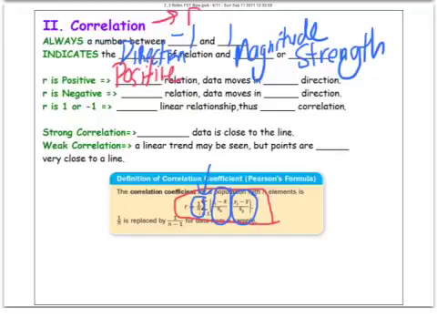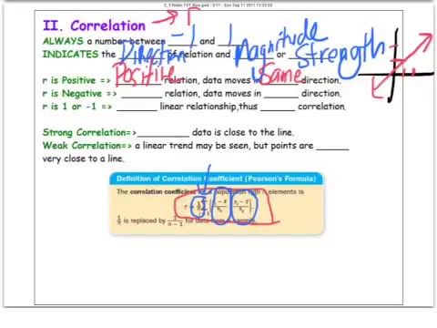And that says that data moves in the same direction. Well, what that means is if you look at a graph, for example, a line with a positive relation means as x goes up, y goes up. So as this x goes up, that y goes up. So what you're going to see is a positive sloping line. So a positive sloping line will end up having a positive correlation.